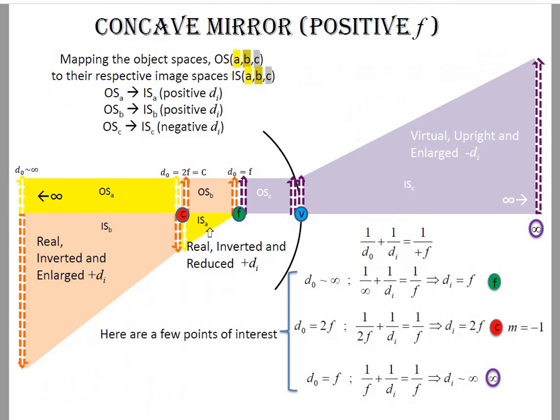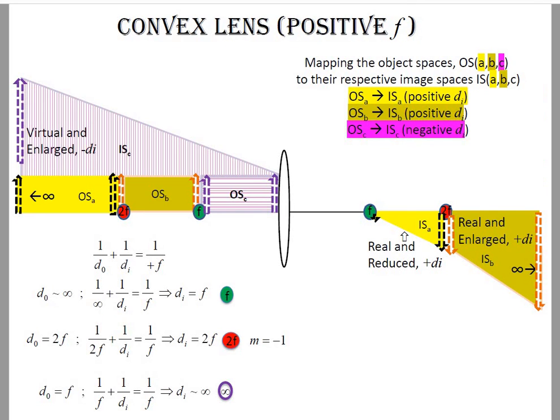Remember, for the mirror, it's backwards. You've got your positive DI on the same side and the negative DI on the opposite. Lenses work by refraction and mirrors work by reflection. So I hope that really helps you understand this. It's kind of complicated, but it's worth it, because once you get it, you got it, and it's over with. Have a nice day.